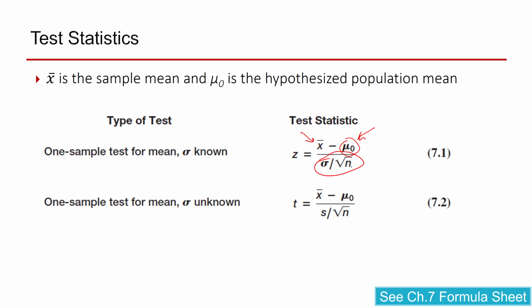And if sigma is unknown, you know how to play this game. It's the same formula, but we're going to plug in S instead of sigma. And then instead of it being a Z, it's going to be a T distribution. All right.